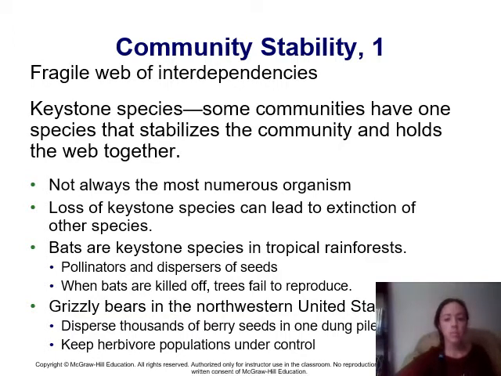For example, bats are a keystone species found within the tropical rainforest. The bats are very important in pollination and in seed dispersal of many of the plants. If the bats were to be killed off, then the number of trees would greatly decrease, which would also greatly decrease the animals that ate off those plants. Grizzly bears are a keystone species found in the northwestern United States. They also help disperse the seeds of the plants, but also help keep the herbivore population down, further assisting the plants in the Northwest.